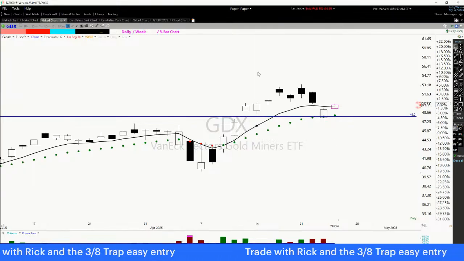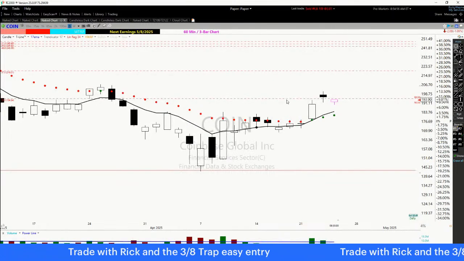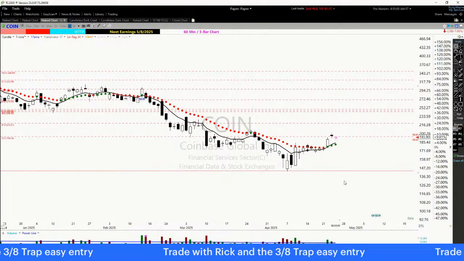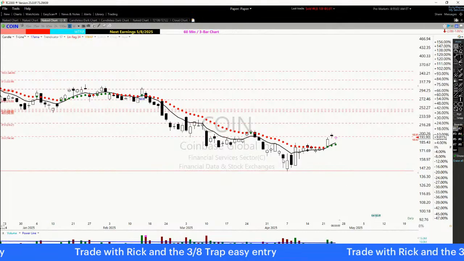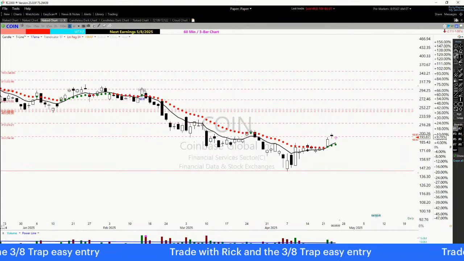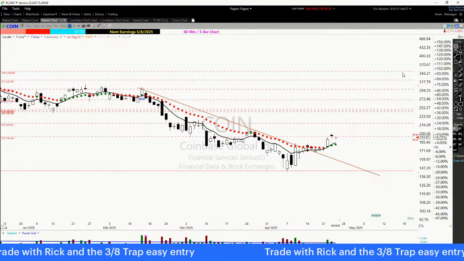Anyway, let's take a look at some stocks here. I think we ought to keep our eye on COIN. I think COIN is one that has massive potential to the upside. We've got an excellent bottom that has been built. We come in here, and if you want to draw that trend line, there you go. We're up over that trend.